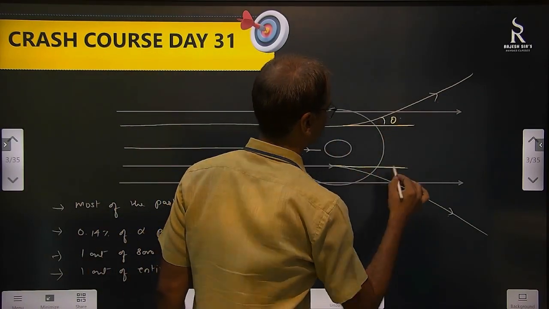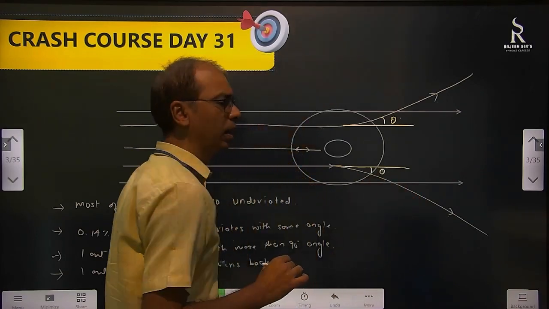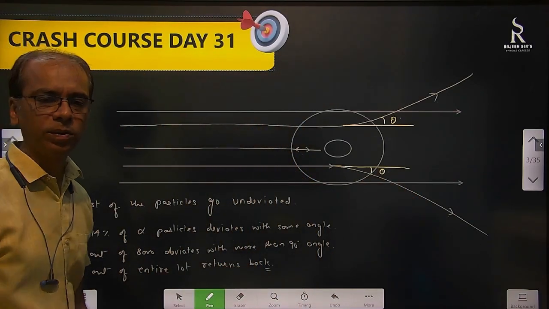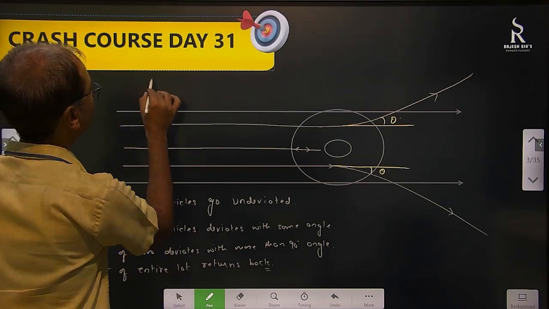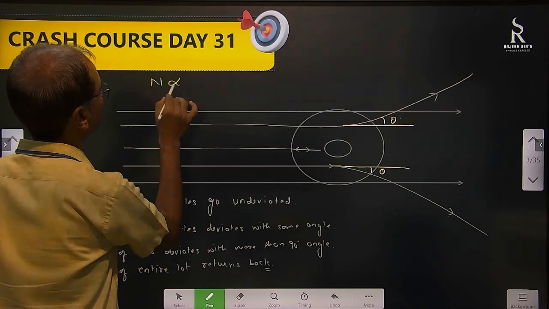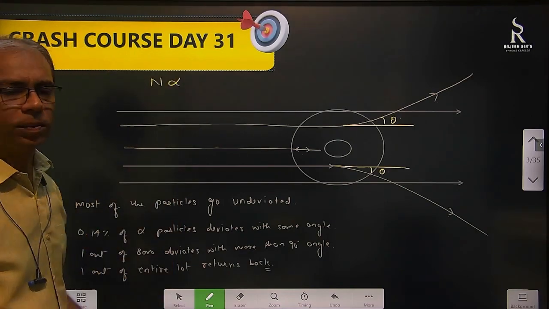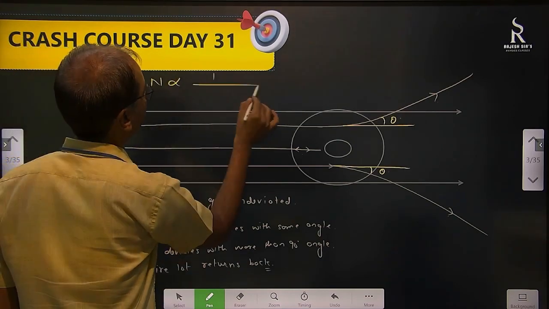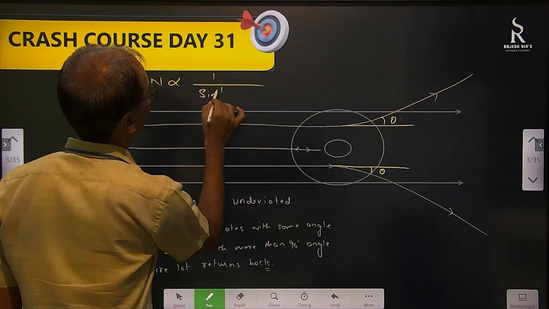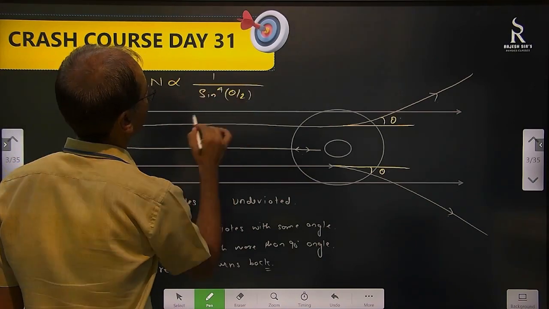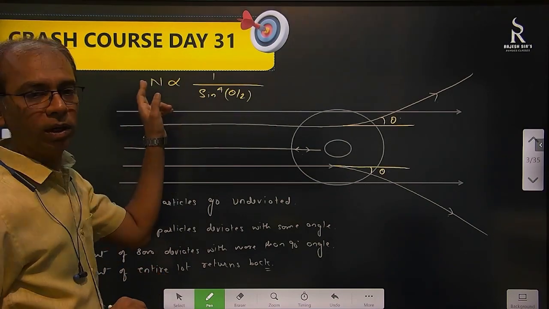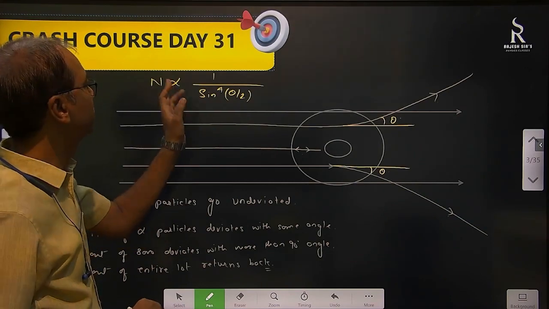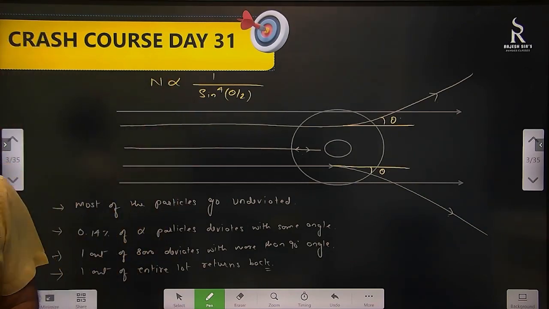Can we have any relation between the number of alpha particles which are going to deviate with an angle theta? Then we have a relation, a comparable relation. What is that? The number of alpha particles is proportional to 1 by sine to the power 4 theta by 2. That is the number of alpha particles which deviate with an angle theta.